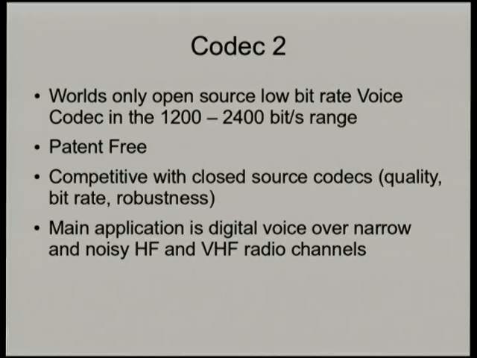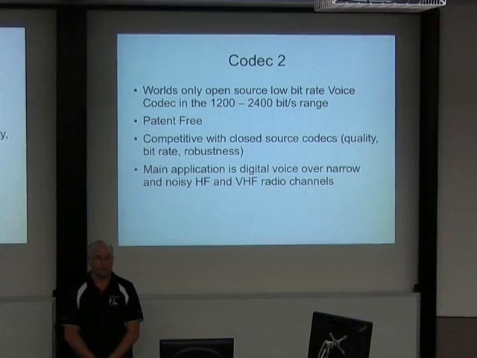Okay, so Codec 2 is the world's only open source low bitrate codec. There are quite a few open source vocoders and audio codecs in higher bit ranges, above say 5,000 bits per second, but everything else is closed and patented in this domain beneath around 2,000 bits per second. Codec 2 is patent free. It's based on public domain intellectual property and original research that's been released into the public domain. It's competitive with closed source codecs in terms of the speech quality, the bit rate and the robustness.